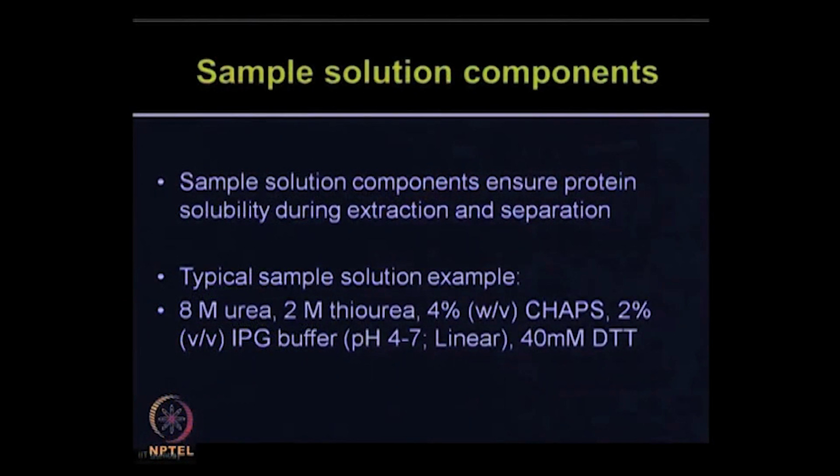A typical sample solution for gel-based 2DE application includes 8 molar of urea, 2 molar of thiourea, 4% CHAPS, 2% IPG buffer, 40 millimolar of DTT, as well as a few other small components depending upon your sample type.